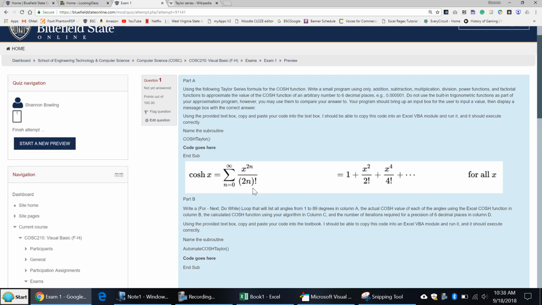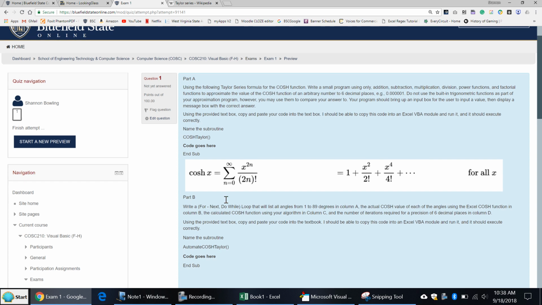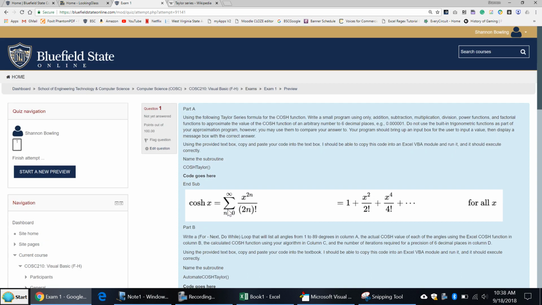The log and natural log and exponential function. I kind of showed you how to do the for, next, do while loops with the epsilon. Then you'll just plug into these formulas right here and look back at what we did with calculating pi and how you actually put those values in cells. And you should be able to do this in a pretty reasonable amount of time.